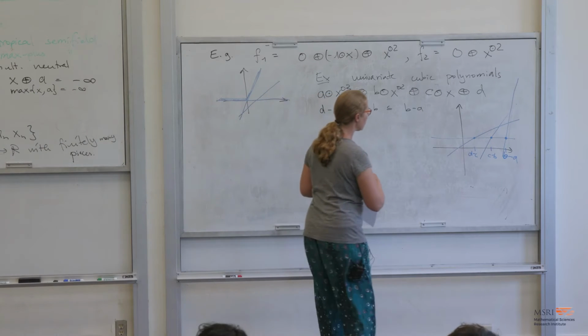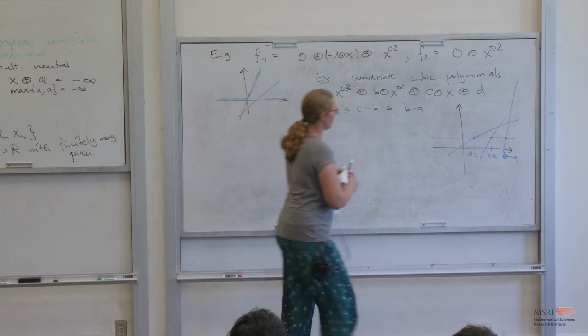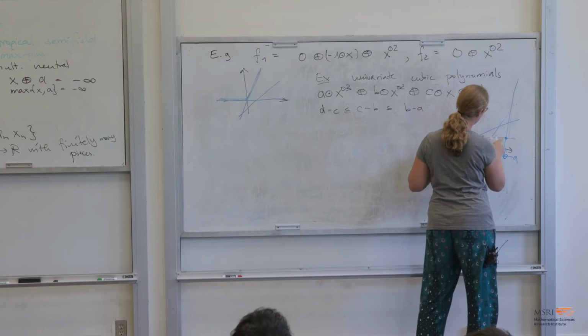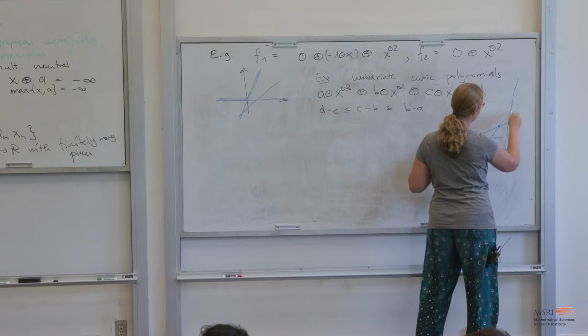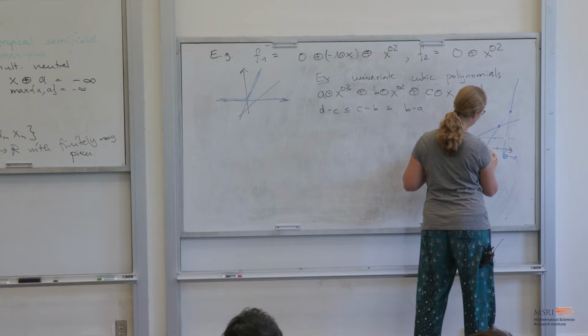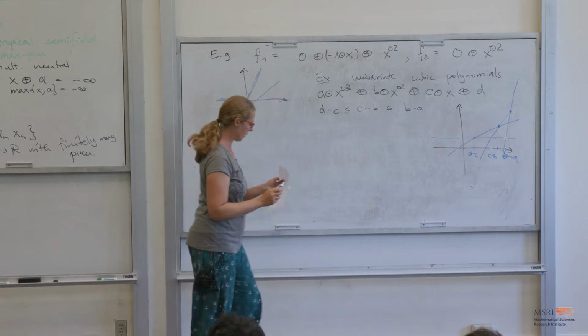Oopsie. Sorry, that picture went completely wrong. This was supposed to be the point where the linear term and the quadratic term intersect, and this was supposed to be this point. So, okay, this is c minus b. Yeah, did you see it? Good.